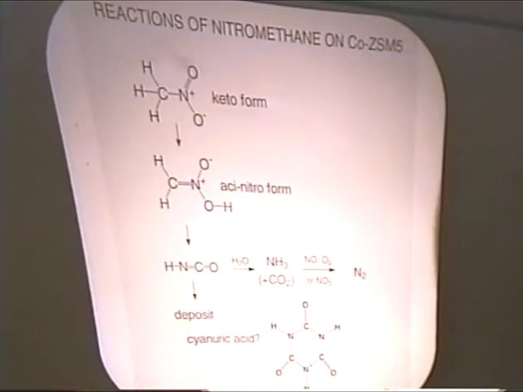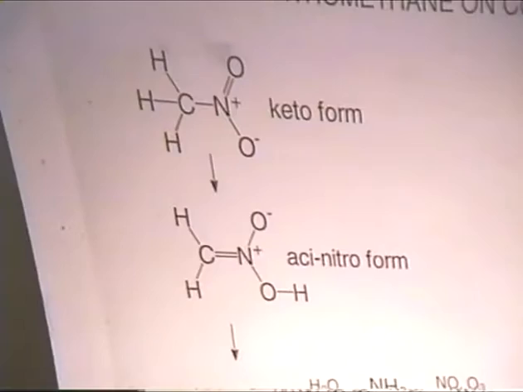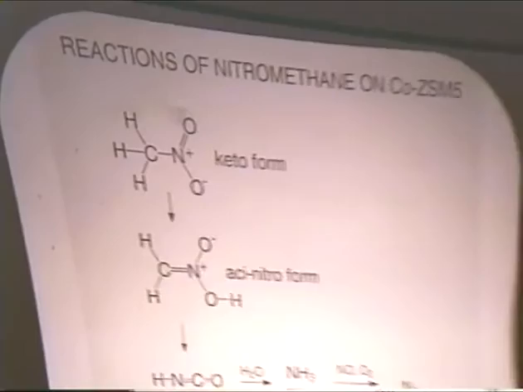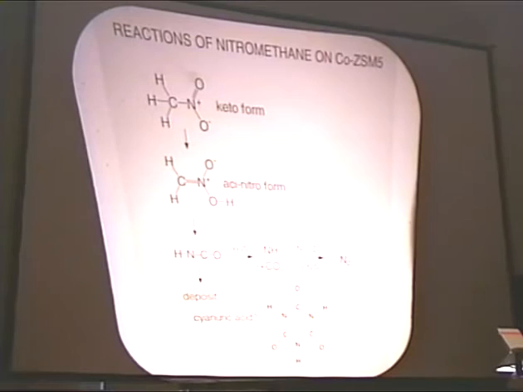Now, we believe that the reactions of nitromethane on cobalt ZSM5 proceed somewhat like this. Nitromethane has an enol tautomer called aci-nitromethane, and we think that that dehydrates, with a rearrangement, to make isocyanic acid. When the catalyst is first put on stream, that reacts with water to make ammonia and CO2, and if the temperature is high enough, you will get nitrogen by reaction with NO or oxygen, also with NO2, we know that. However, in parallel with this hydrolysis reaction, there is some deposition of isocyanic acid, which deactivates the catalyst.